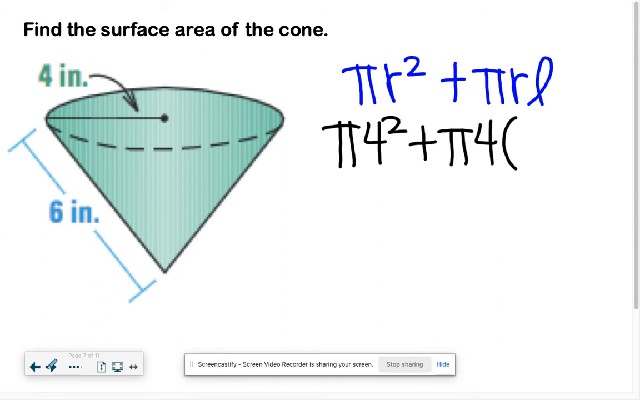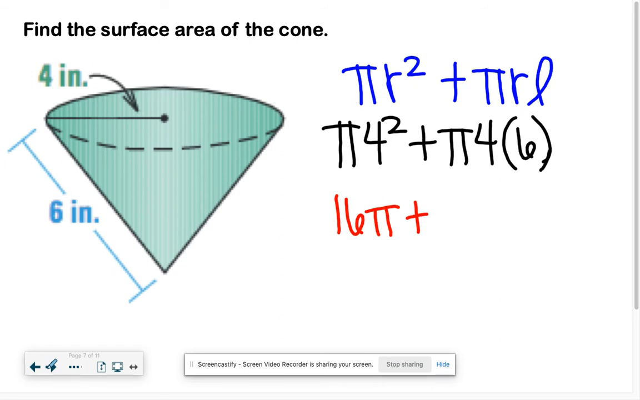6. You can do it a couple different ways. If you're really good, you could type this whole thing into your calculator. I'm going to just break it apart little by little, but if you want to see if you get the same answer, that works. 4 squared would be 16 pi.